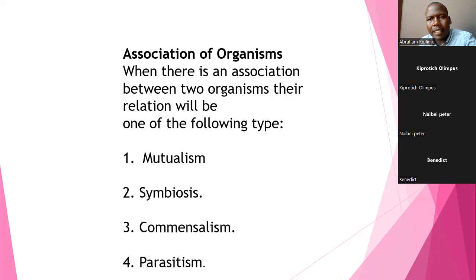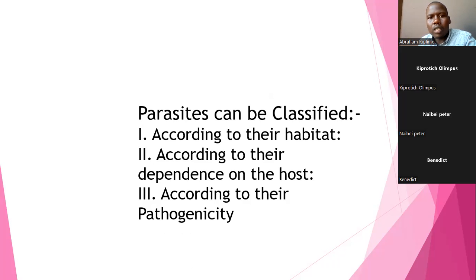So I want us to define mutualism. What is mutualism, class? Benedict, what is mutualism? A relationship between two organisms in which they benefit from one another. That is, the parasite benefits from the host, and the host also benefits from the parasite. Correct. Let's proceed and see the classification of parasites.